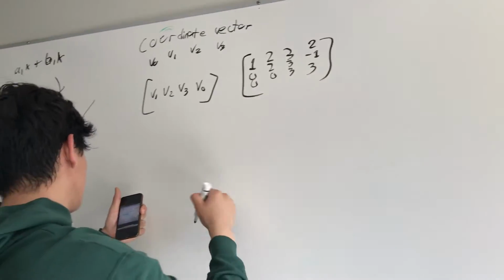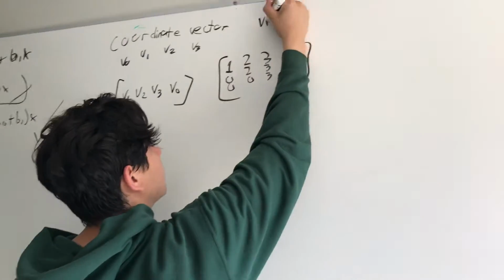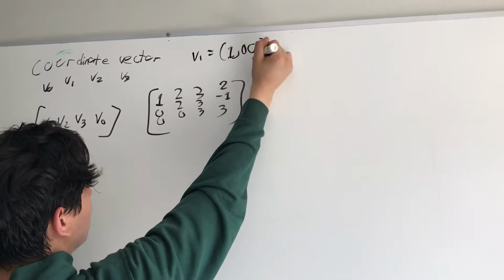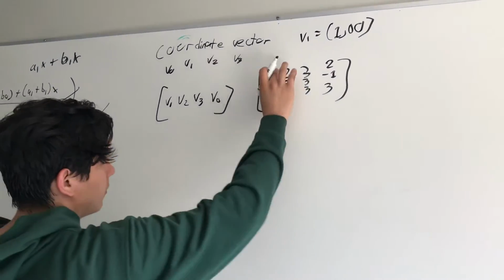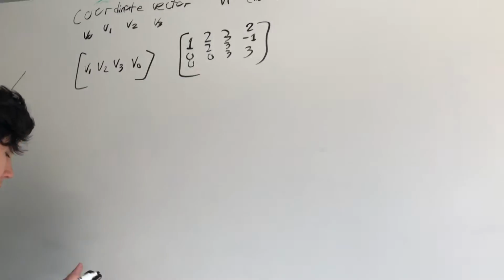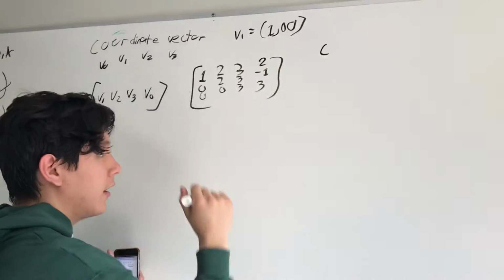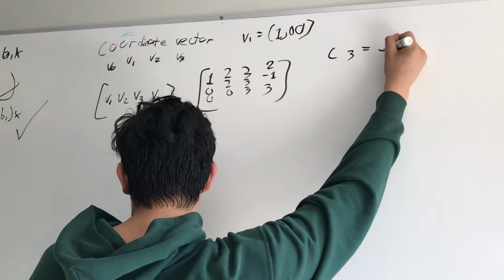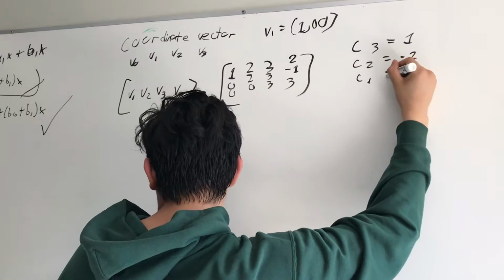So we can see that if we have our vector 1, we can say that it is 1, 0, 0. And we just put it in this order like a row, a column. So we have to do our Gauss-Jordan method. So in this case, we just put it in REF. So in this case it will be coordinate 3, 1, coordinate 2, minus 2, and coordinate 1, 3.